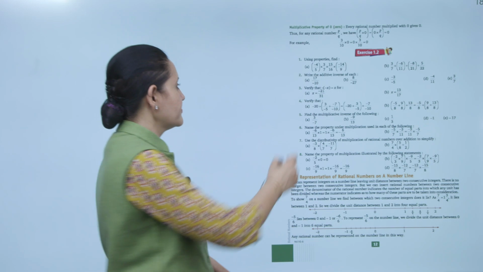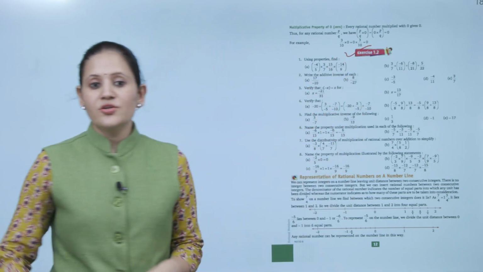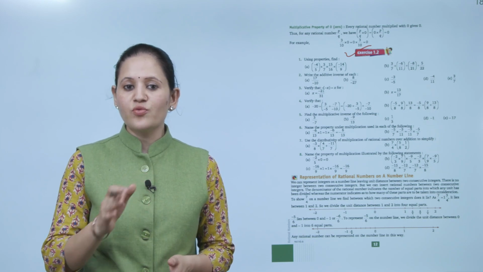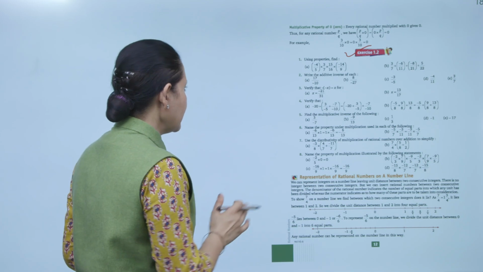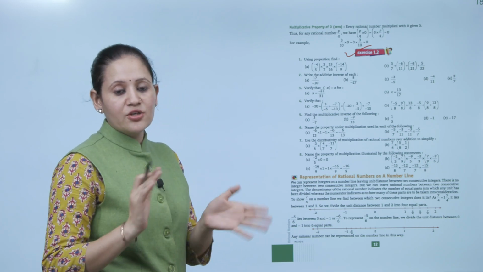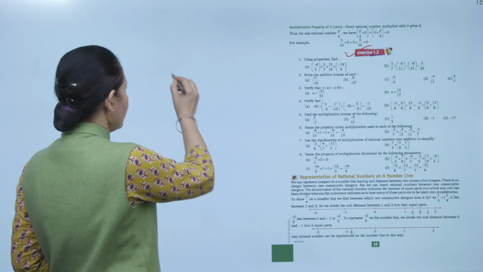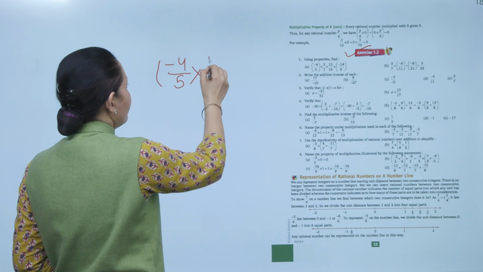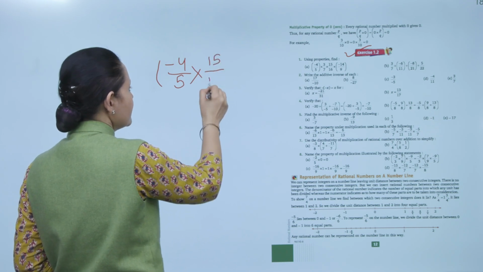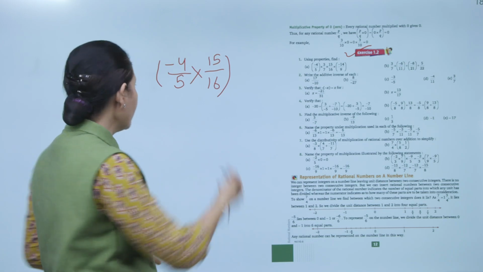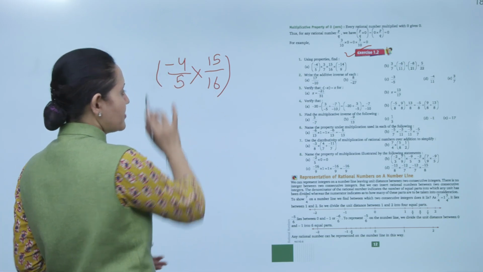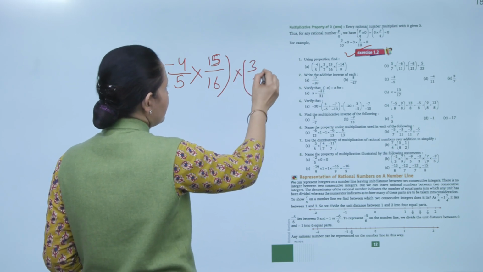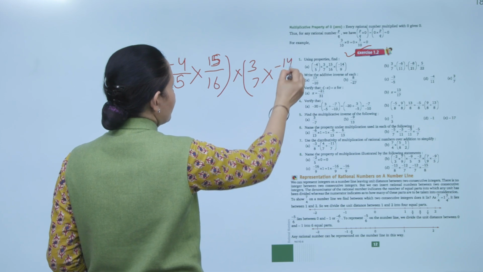Next is exercise 1.2. Using the property, find minus 4 by 5 into 3 by 7 into 15 upon 16 into minus 14 upon 9. So here we know we can multiply two or more rational numbers in any order. So here we will use the property: minus 4 by 5 multiplied by 15 upon 16, because we can reduce into lowest form. 15 is a multiple of 5 and 16 is a multiple of 4. Next, 3 by 7 into minus 14 upon 9.